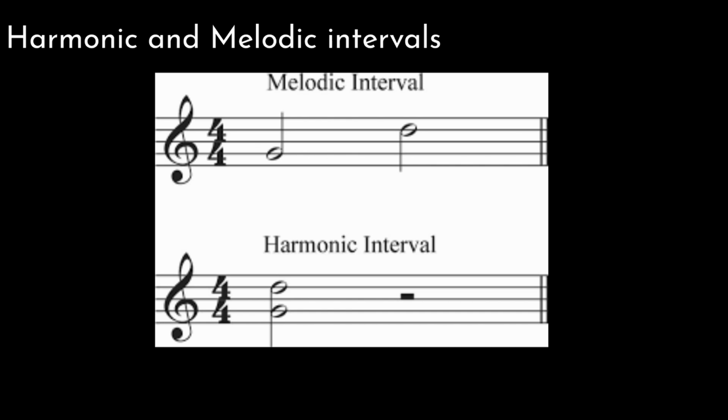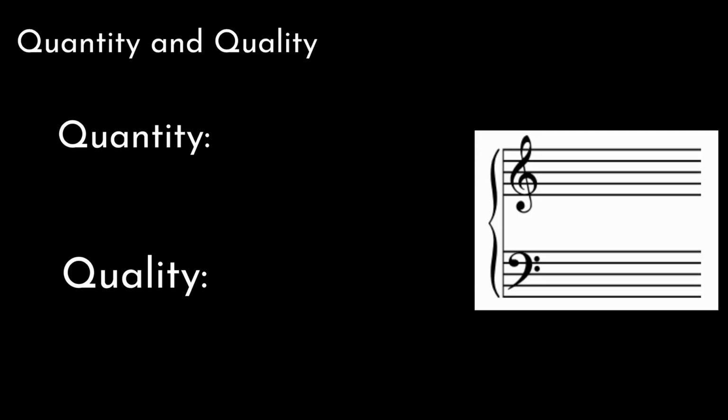So let's get into intervals. There are two types of intervals, harmonic and melodic intervals. A melodic interval is one note after another, while a harmonic interval is two notes played at the exact same time. There are two different ways of counting intervals. First one, quantity, and second one, quality.